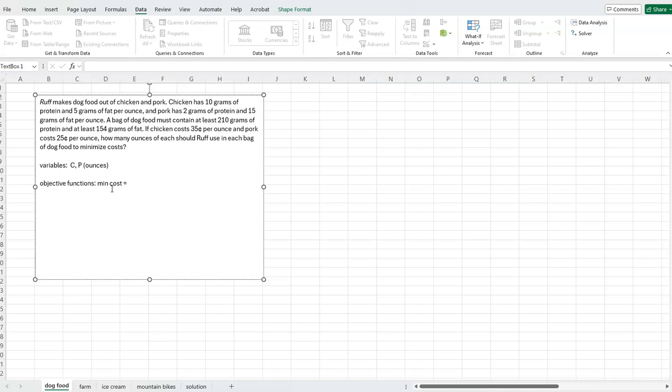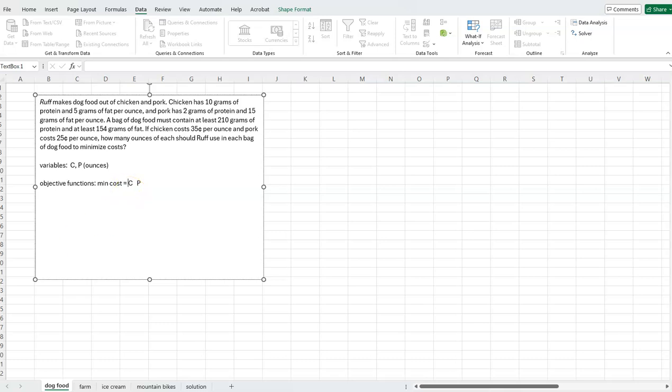And the trick is, we want to convert that into a statement using these variables that we already chose. A good habit to get in is to figure that your objective function will most likely contain both of your variables. So I'm just going to type a C and a P here just to get us started. Now here's what you want to do to create a mathematical statement out of this. We're talking about cost here. Do you have a cost value for chicken? Well, yes, chicken costs 35 cents an ounce.